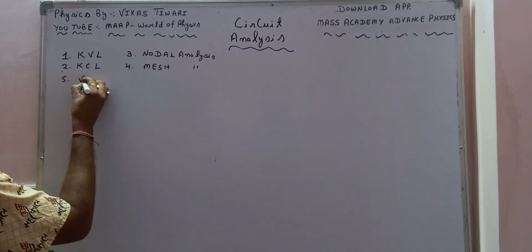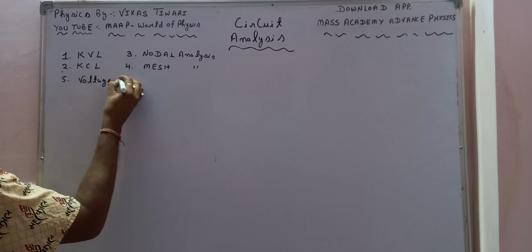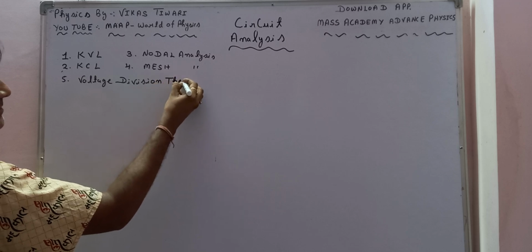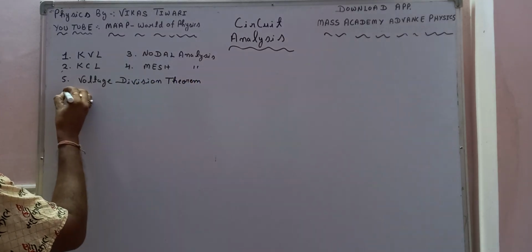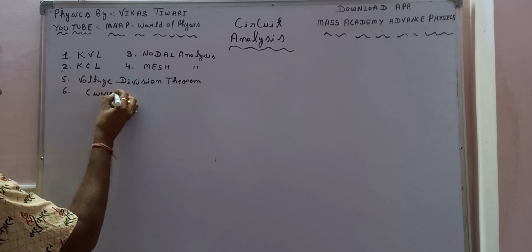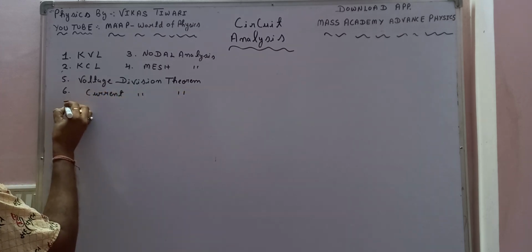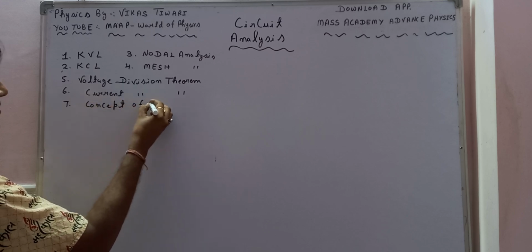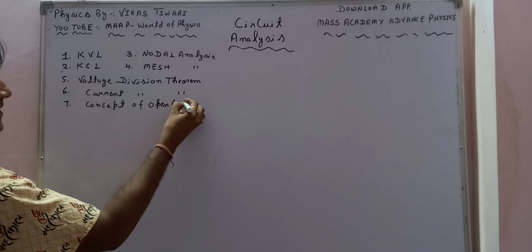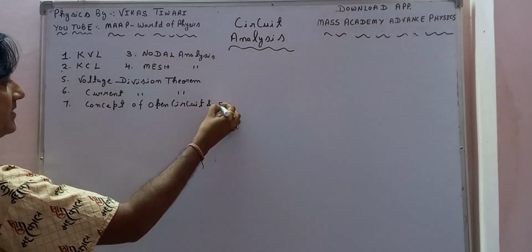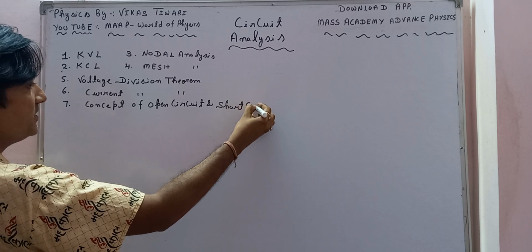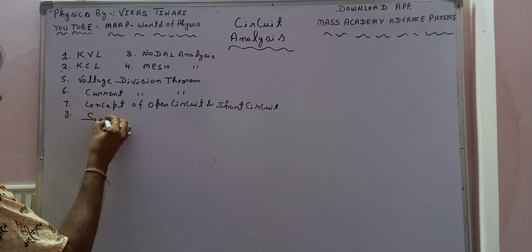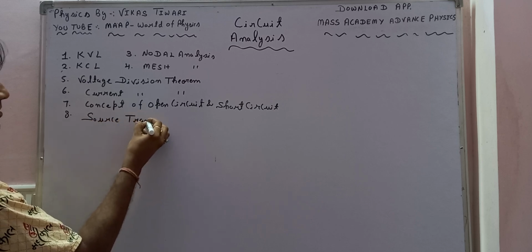Next is the voltage division theorem, then the current division theorem. Then the concepts of open circuit and short circuit, and finally source transformation. What are the concepts of source transformation?